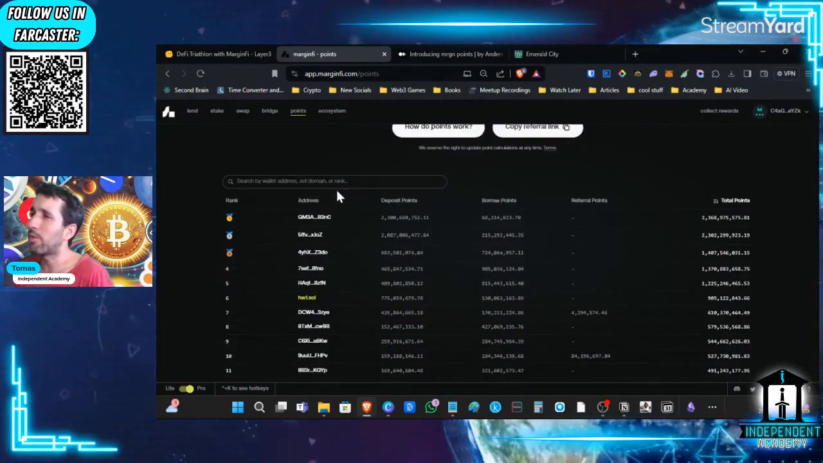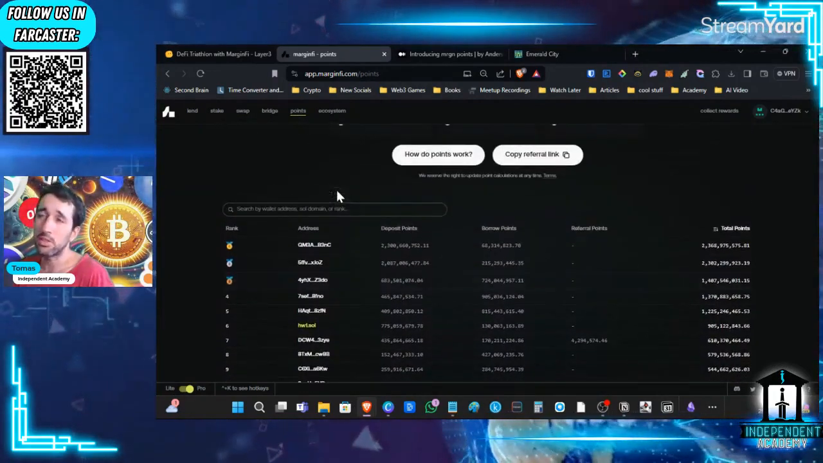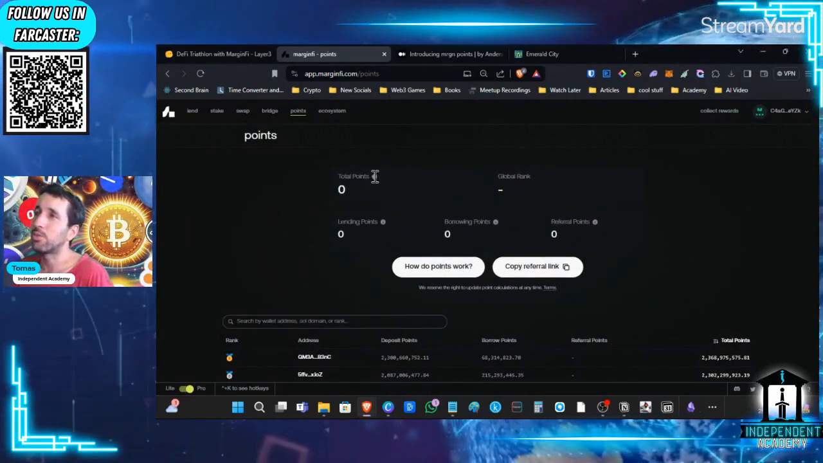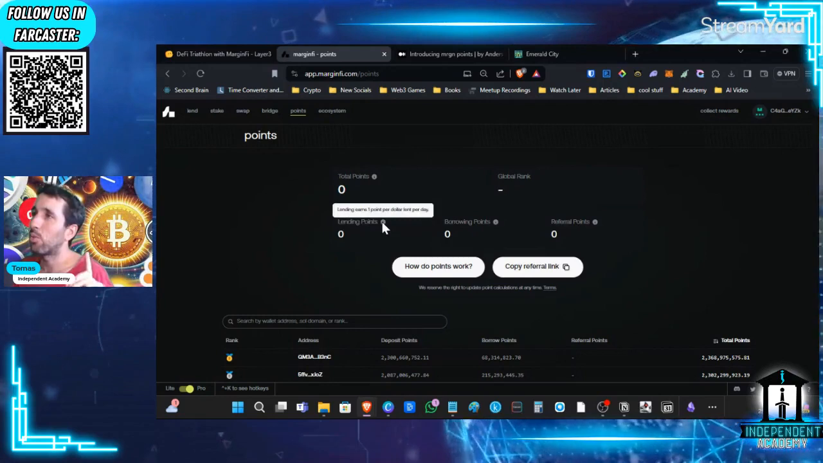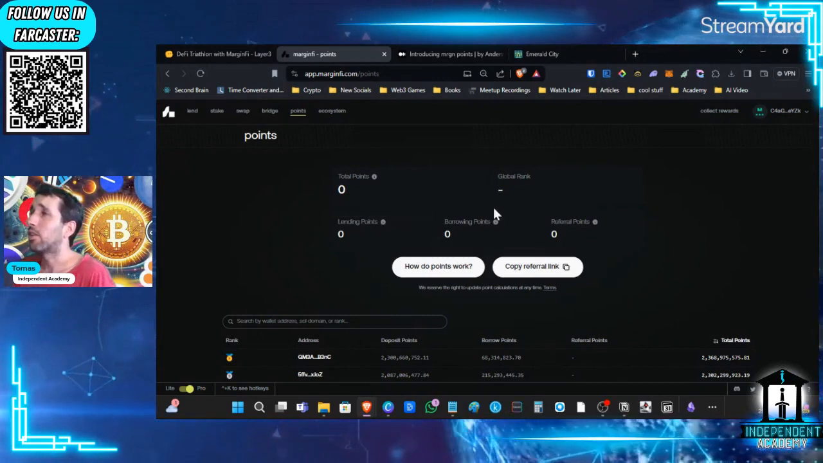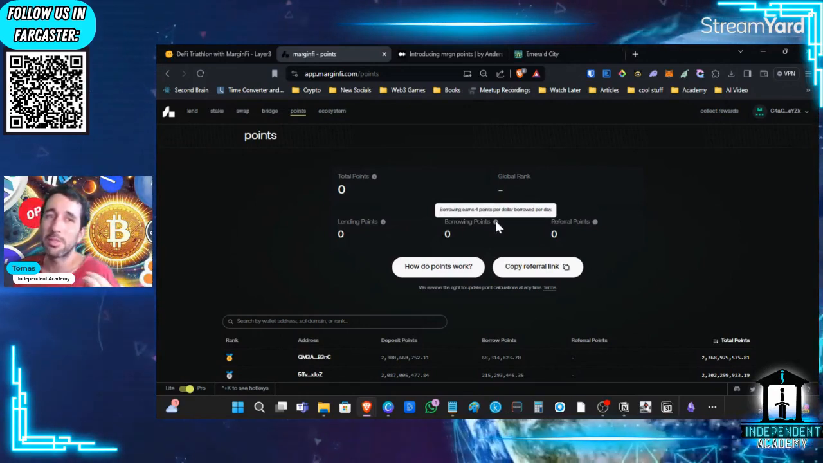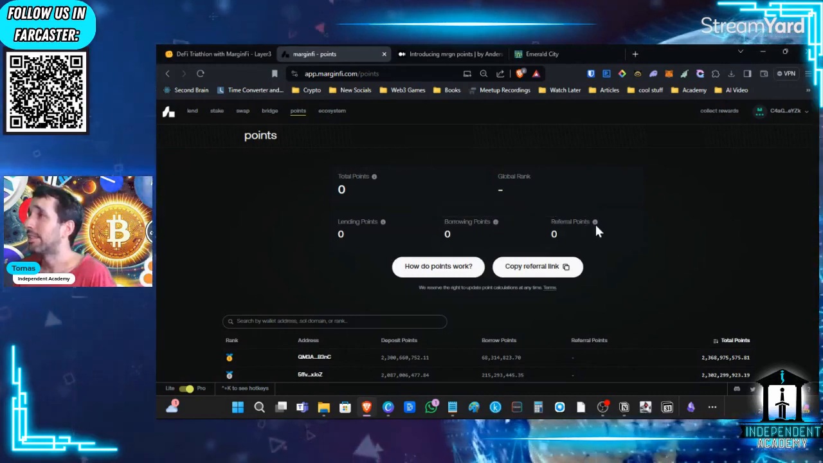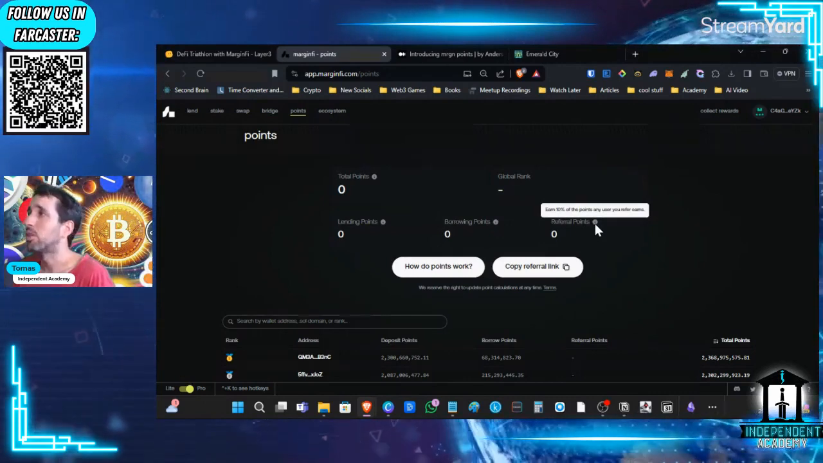The point is a way for the protocol to judge who is using it and who is using it the most. And you get points for everything that you do. For example, if you lend assets, you're going to get 1 point per dollar of the asset that you're lending per day. And if you're borrowing, you actually get 4 points per day. So, of course, for the platform, it's much more important that you borrow against the assets than you actually lend them. And then you can do referrals and earn 10% of any user that you refer.